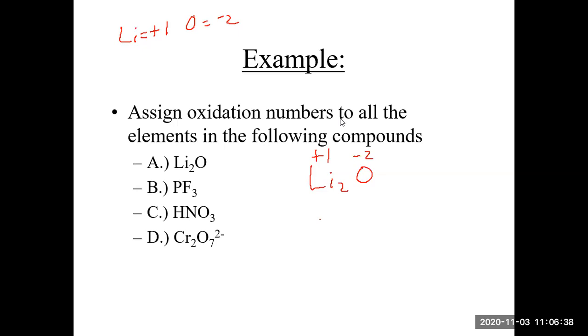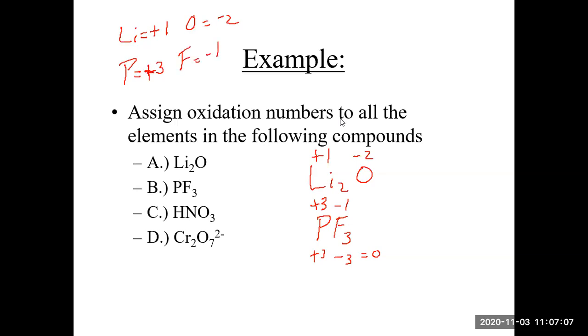Our next one is PF3. Again, fluorine going to be -1. And there's three of them, gives you -3. Overall charge here is 0. That means that the phosphorus here will be +3. So in this particular case here, the phosphorus would be +3 and our fluorine would be -1.